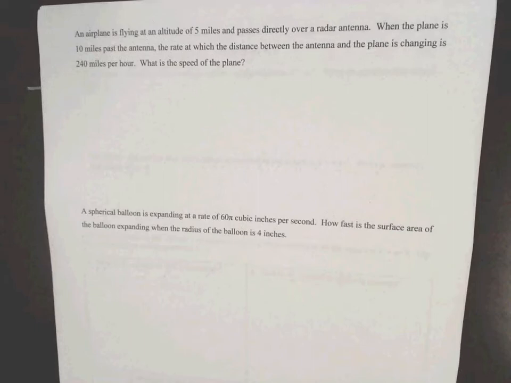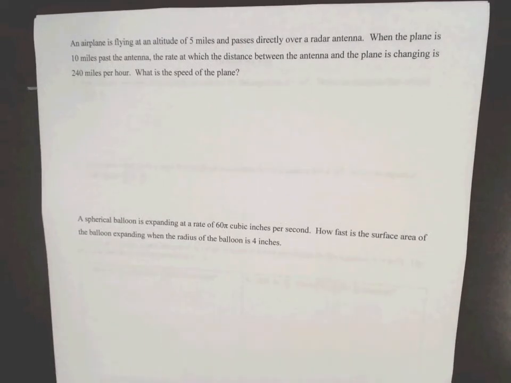All right. An airplane, here we go, page 143. An airplane is flying at an altitude of 5 miles and passes directly over a radar antenna. When the plane is 10 miles past the antenna, the rate at which the distance between the antenna and the plane is changing is 240 miles per hour. What is the speed of the plane?